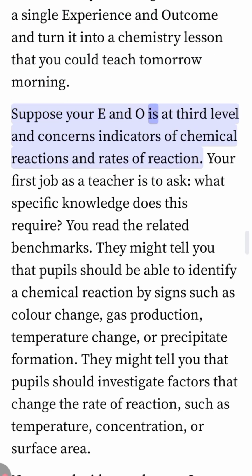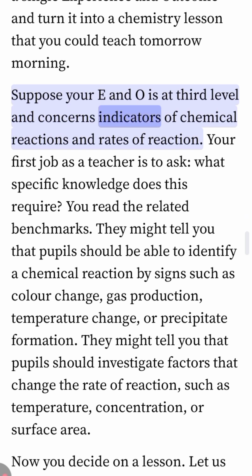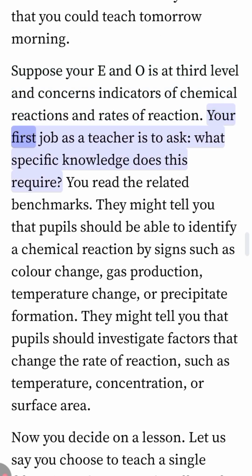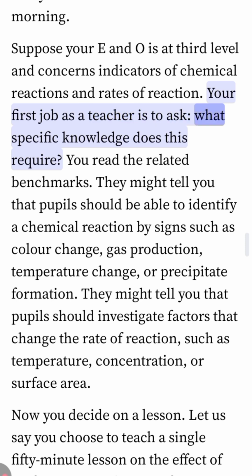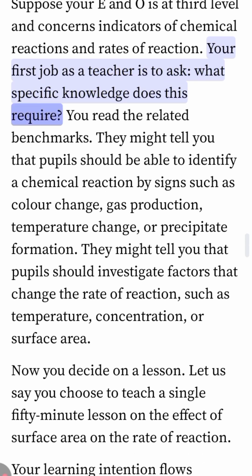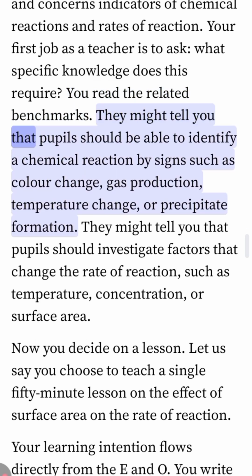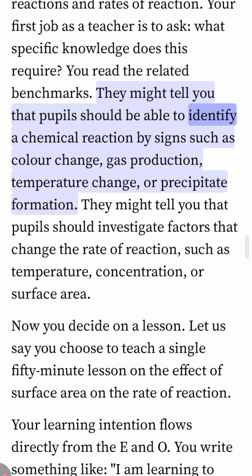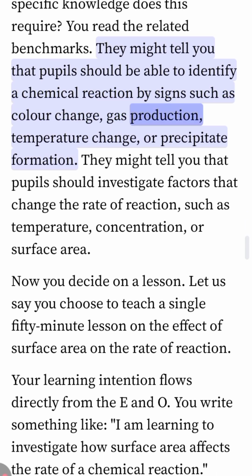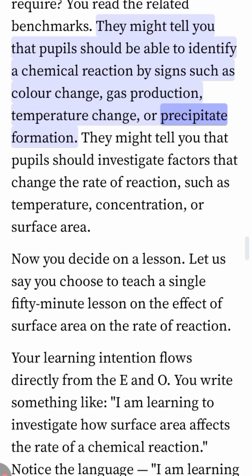Suppose your E and O is at third level and concerns indicators of chemical reactions and rates of reaction. Your first job as a teacher is to ask, what specific knowledge does this require? You read the related benchmarks. They might tell you that pupils should be able to identify a chemical reaction by signs such as color change, gas production, temperature change, or precipitate formation.